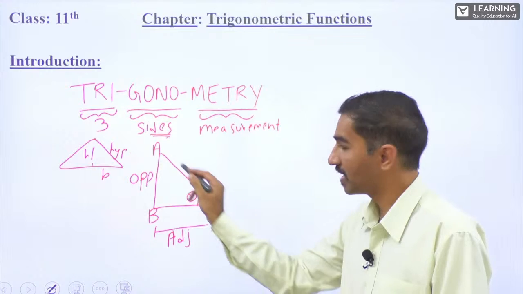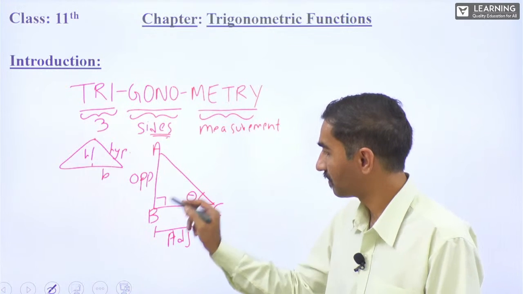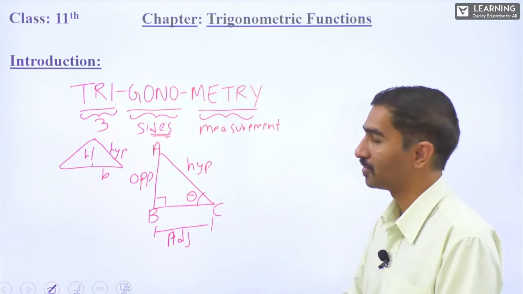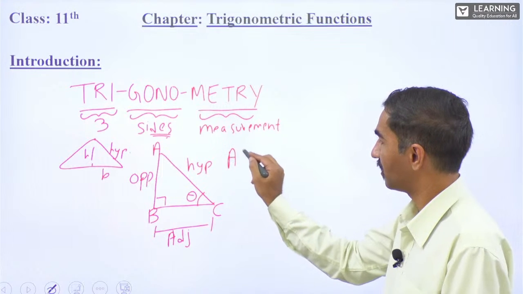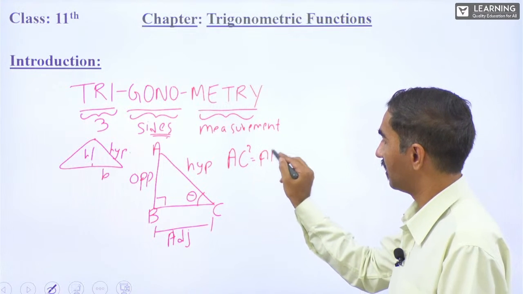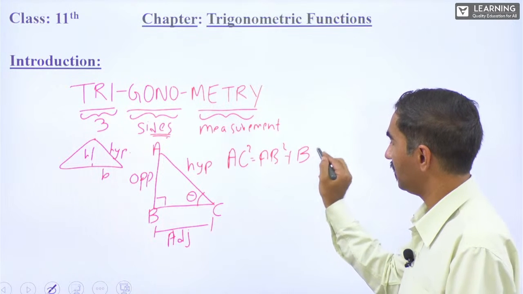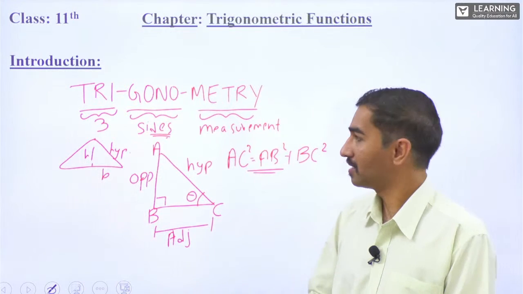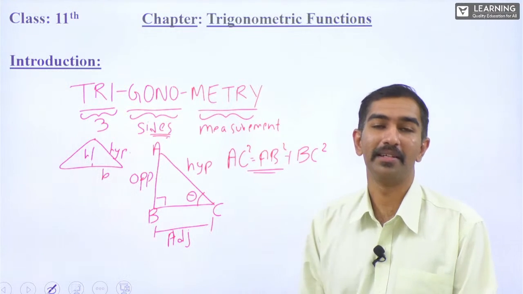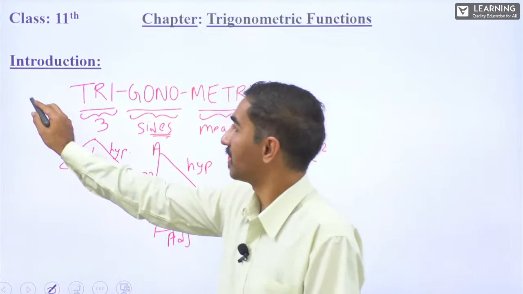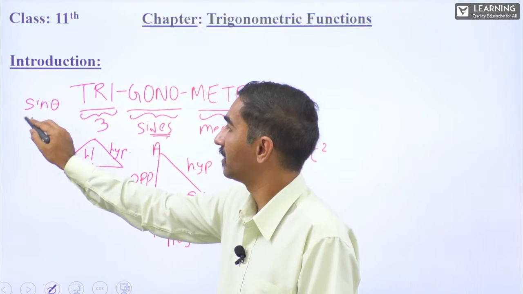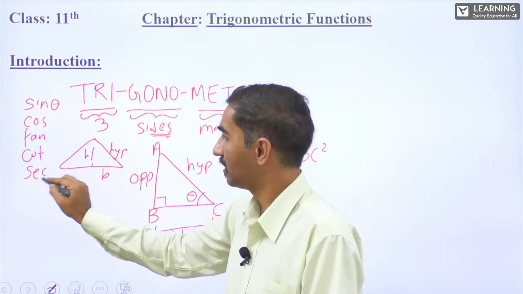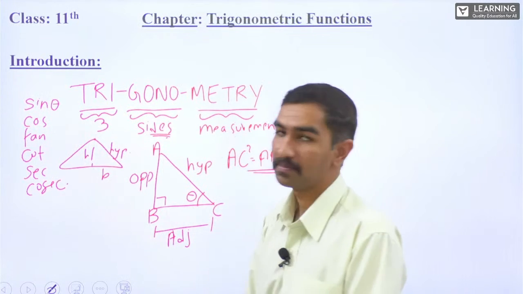And this side, the longest side of a right angle triangle, with the right angle here, students, is called the hypotenuse. So let us write Pythagoras theorem for this: AC square equals AB square plus BC square. This is Pythagoras theorem. In your previous classes, you have studied different ratios of trigonometry. What are those ratios? Sine theta, cos, tan, cot, secant and cosecant.